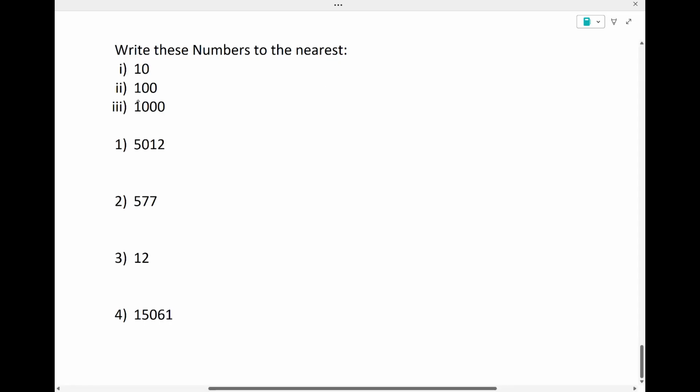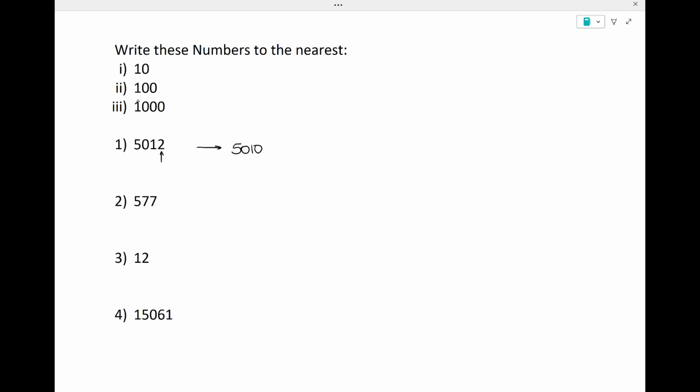So here are our last set of examples. Write these numbers to the nearest 10, 100 and 1000. So our first number here, 5012, to round it to the nearest 10, we want to make sure that we have 1 0 at the end. We want the last digit to be a 0. Rounding the 2, well, it rounds down because it's less than 5, so this rounds to 5010.